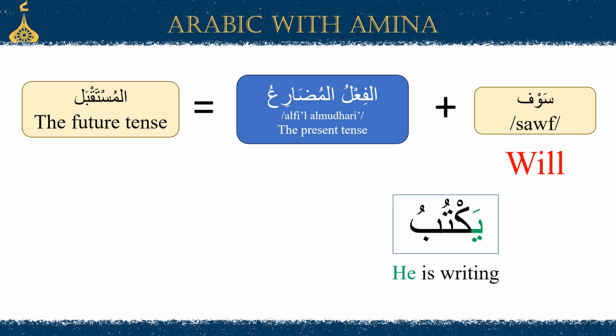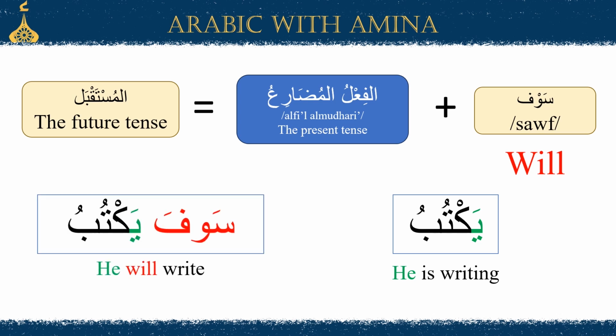For example, yaktub, he is writing. This is a present tense verb. If we precede it with the word sawf, which is will, it becomes sawfa yaktub, he will write. Pretty simple and straightforward.